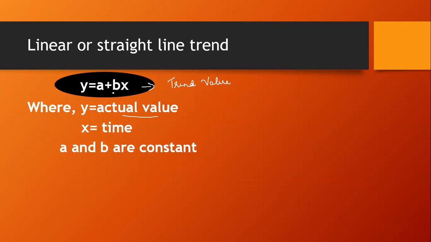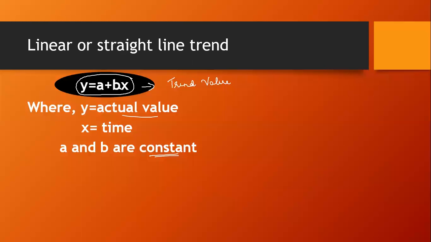These values are not given to you. To find out the constant values, you have to apply another formula. That means there are still 2 more formulas just to find out the value of a and b. Now a and b are constant values. X is nothing but time, so that x also has to be found out by you. This formula is just to find the trend value. To find out the trend value we need the a value, the b value, and the x value as well.